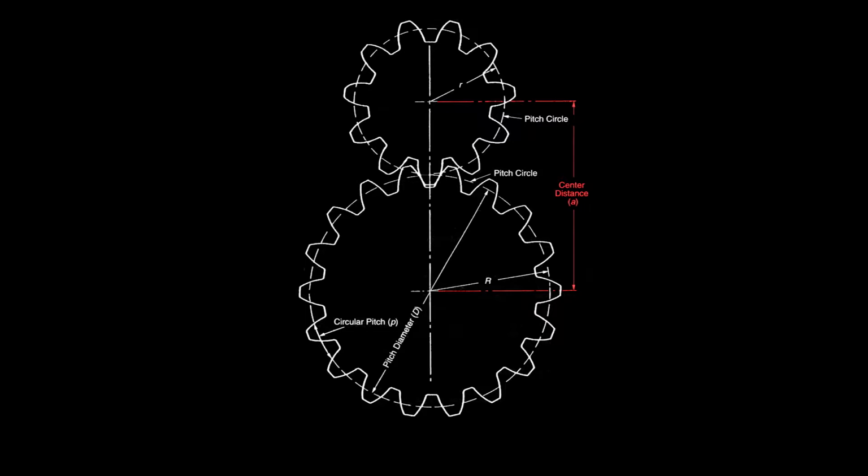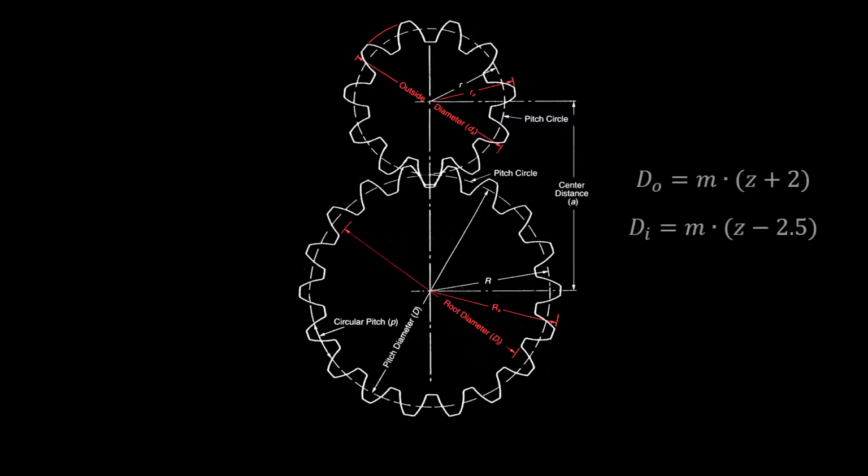The center distance is important when you have multiple gears. You can calculate it easily. With the gear modulus you can calculate the inner and outer diameter, with which you can calculate the clearance.